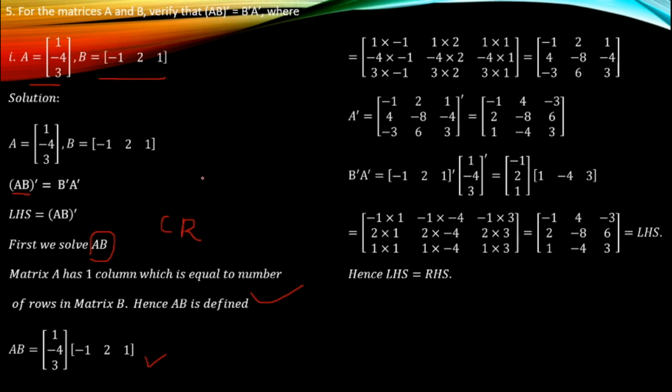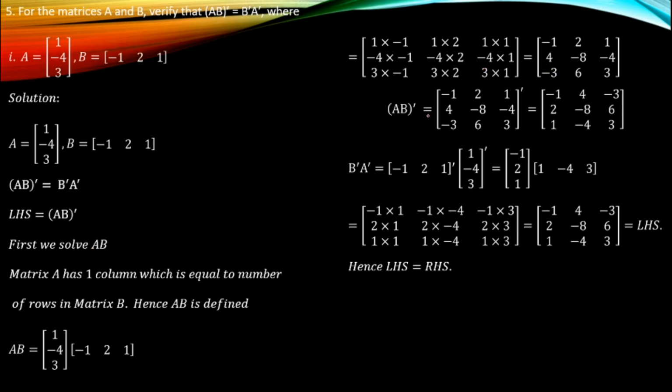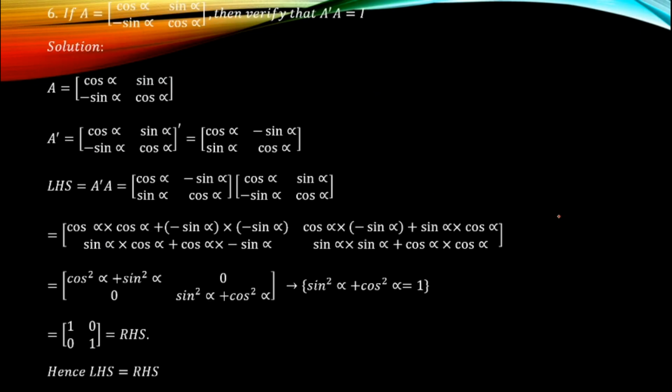Can anyone see what the resultant matrix will be? Yes, the order is 3. So here we got the resultant matrix: minus 1, 2, 1, 4, minus 8, minus 4, minus 3, 6, 3. So we found the product AB, and here we have to find the transpose of AB. After transposing, this is our resultant matrix, the (AB) whole dash matrix. Next, our RHS is B dash A dash. You have to find the transpose of B as well as of A. So this is B dash and this is A dash. After finding the product, this is the resultant matrix. So this is equal to what? LHS. Just check. Yes, same thing. So again a property of transpose is verified.